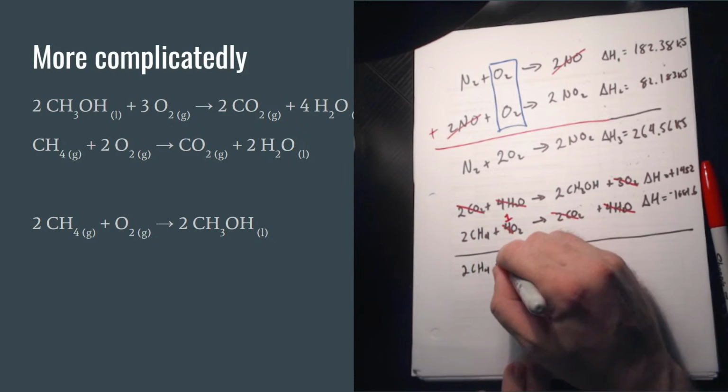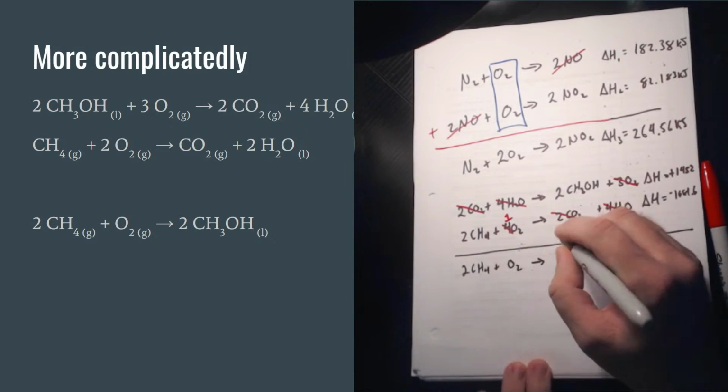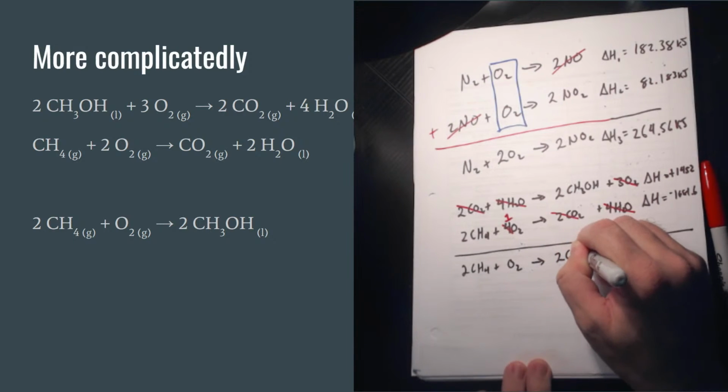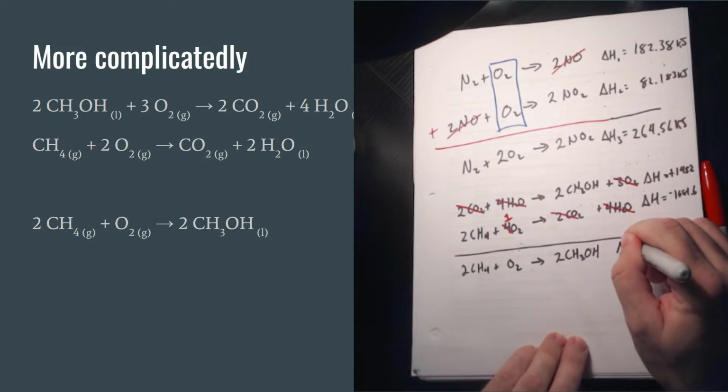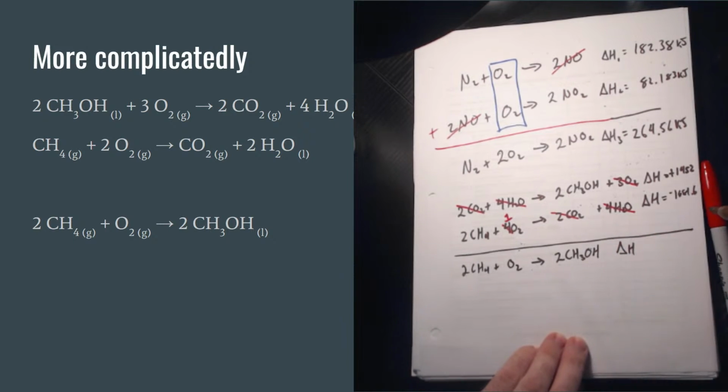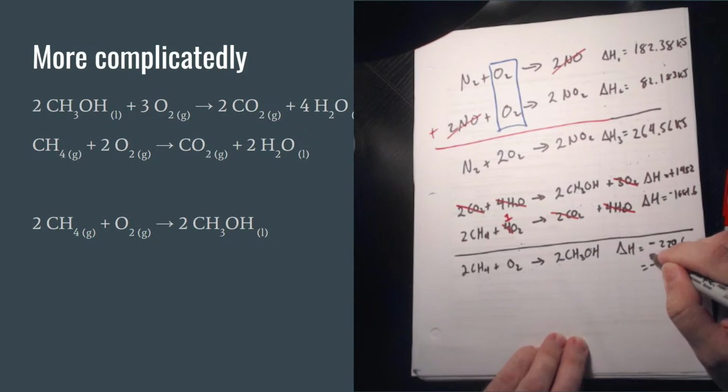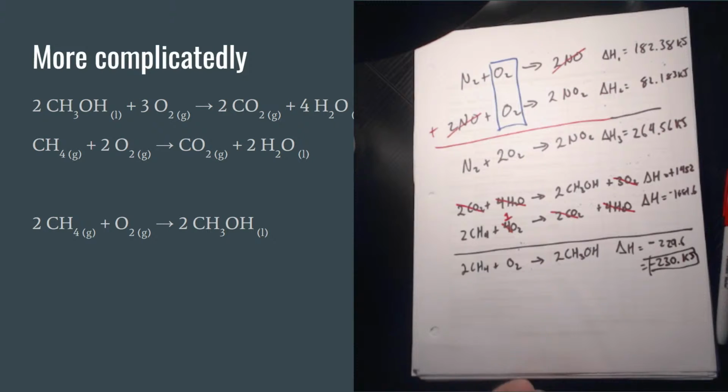2CH4 plus 1 oxygen yields 2 methanol. Technically, I should be writing the subscripts, but that's annoying. So the enthalpy change, all we have to do is add these two numbers together. It's going to be a negative 229.6. Yeah, but that'll have to round, equals negative 230 kilojoules. And this is our final answer. Because, don't forget sig figs.